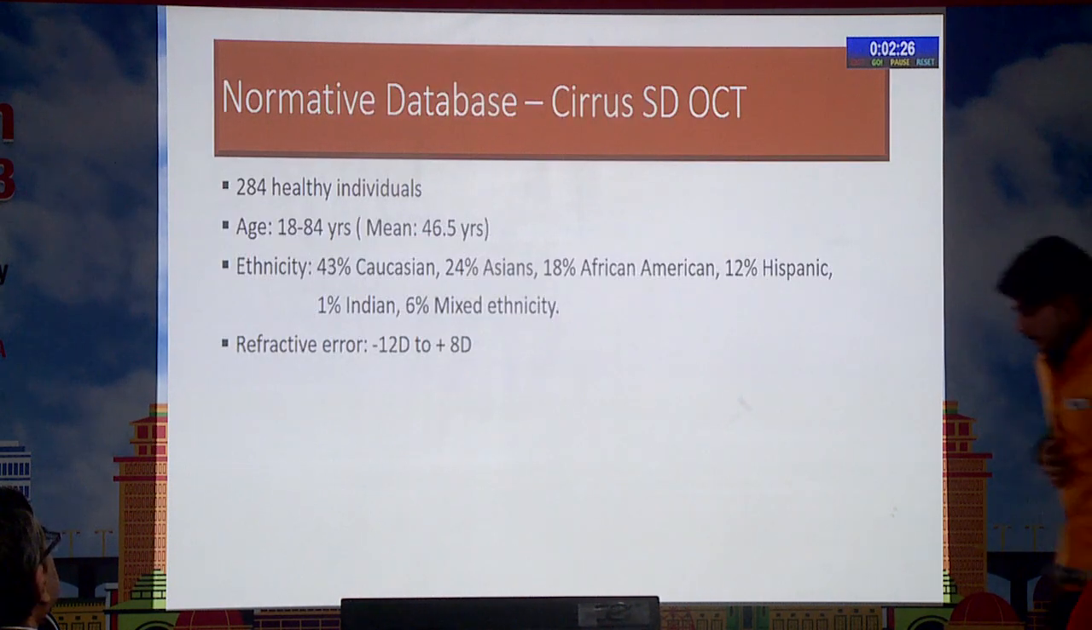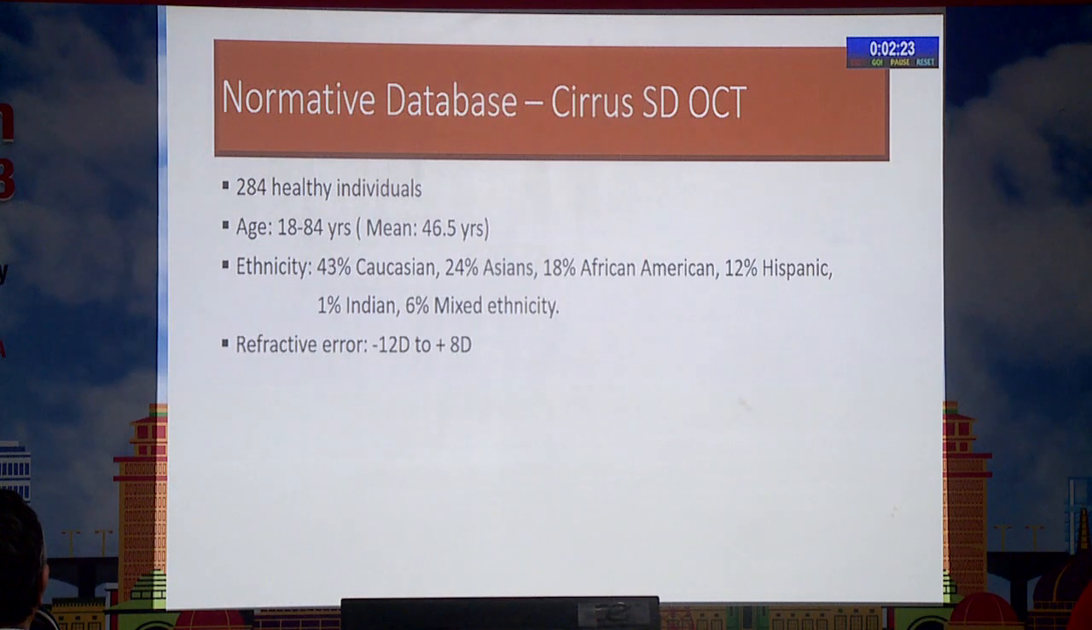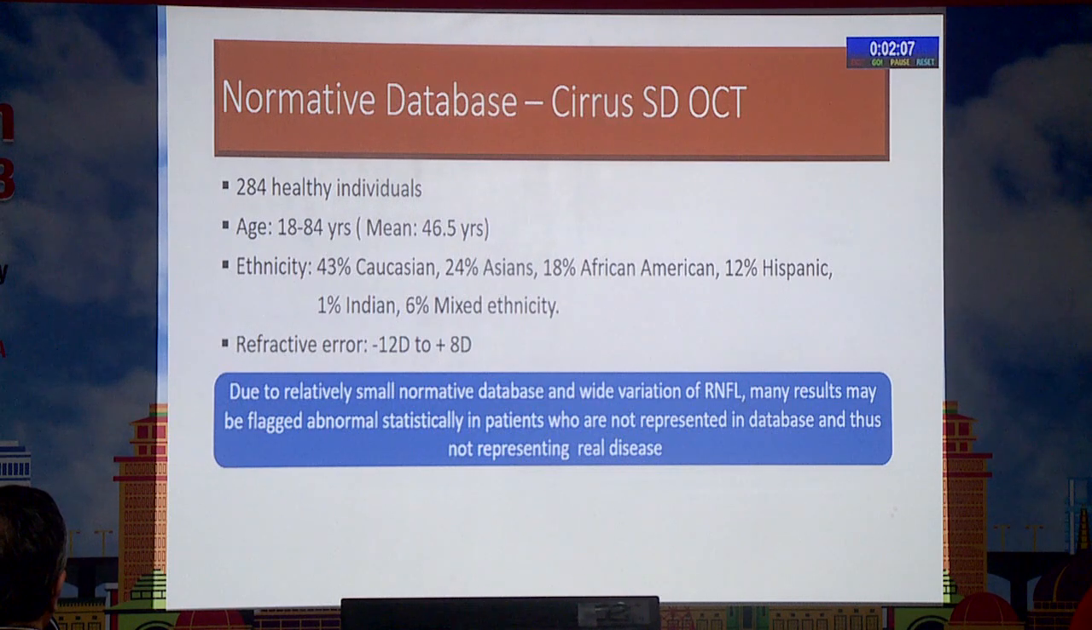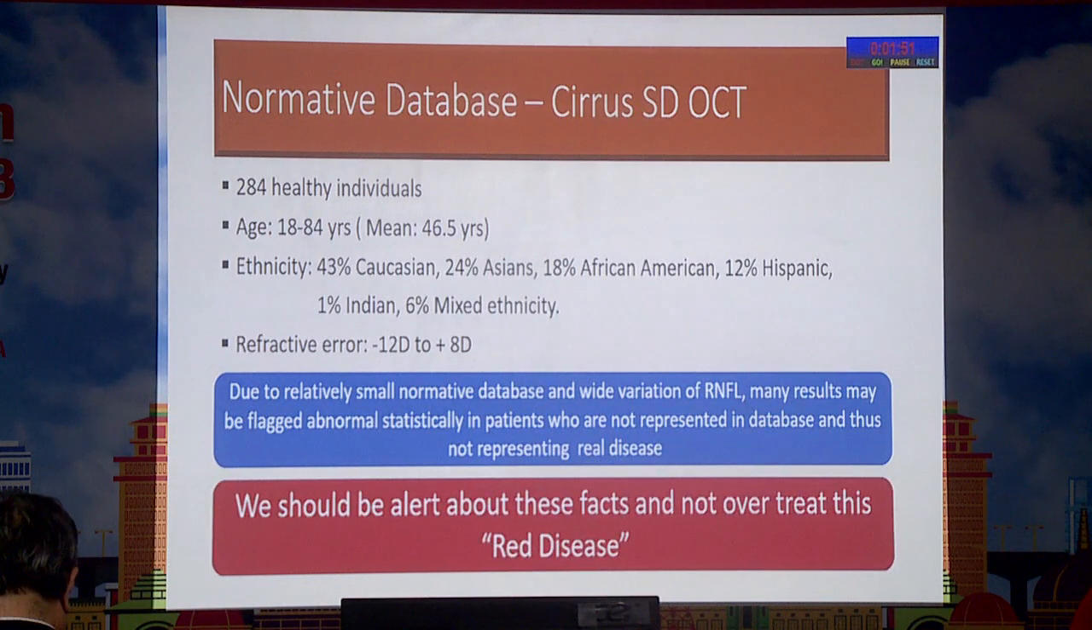There's another device dependent error, and that is normative database. Each machine has its limited normative database. For example, Cirrus has a normative database of 284 individuals only in the age group 18 to 84 years, and refractive error -12 to +8 diopters. So due to this small normative database, many results may be flagged abnormal statistically, because these patients are not represented in the database, but they do not represent the real disease. So we should be alert about these facts and not overtreat this red disease.